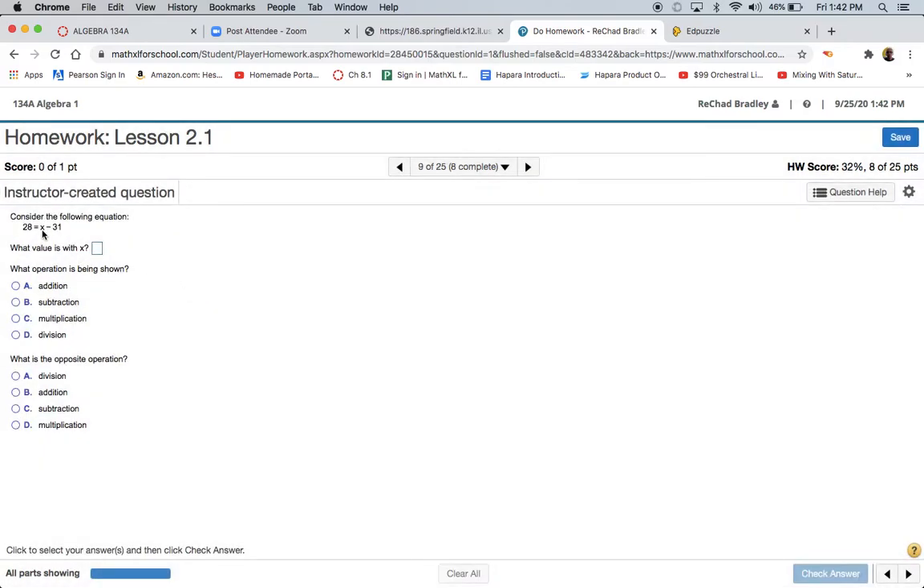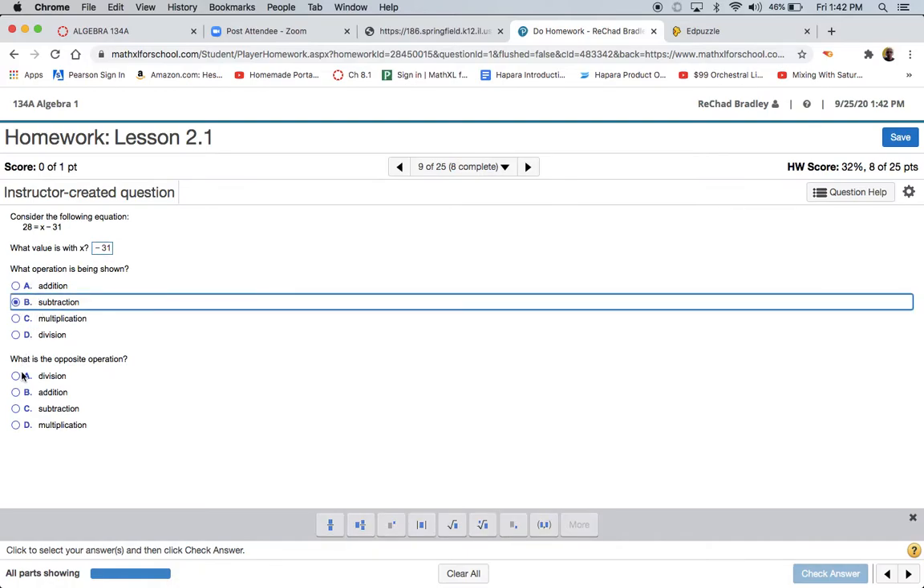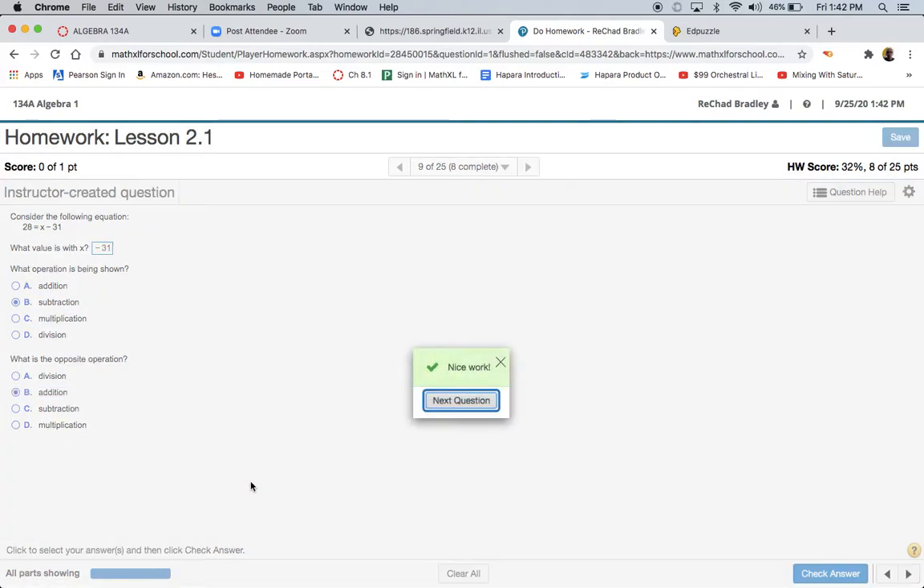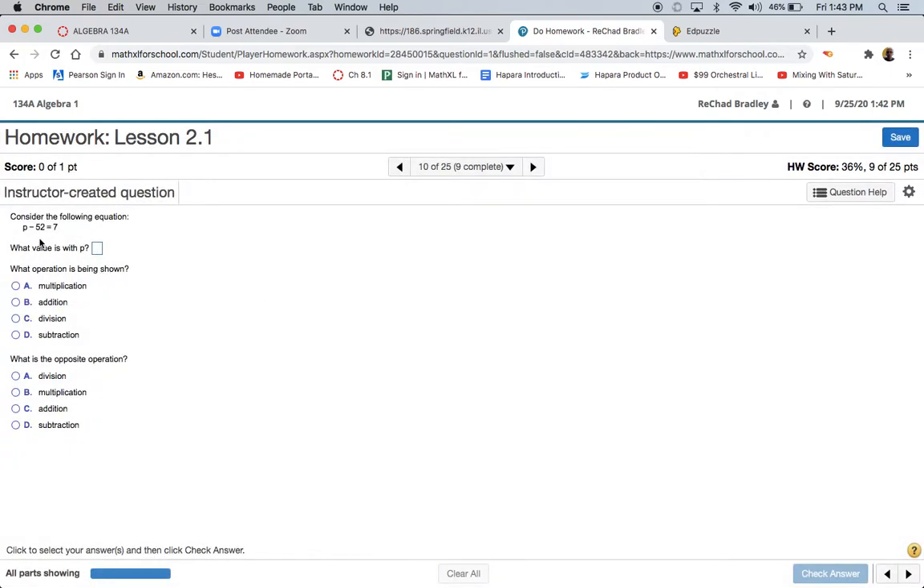The value with x in this case is negative 31. The operation being shown is subtraction. The opposite of subtraction is addition. It's just working on your ability to make the decisions and recognize what's going on. Once you can recognize it, life gets easy.